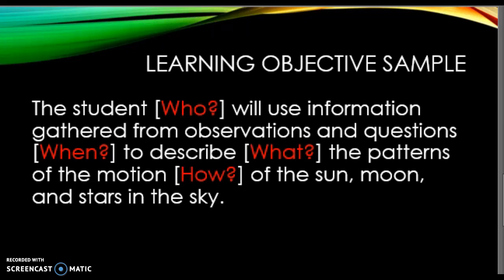This learning objective stated, the student will use the information gathered from observations and questions to describe the patterns of the motion of the sun, moon, and stars in the sky. Once again, it states the student will use information gathered from observations and questions to describe the patterns of motion of the sun, moon, and stars in the sky.